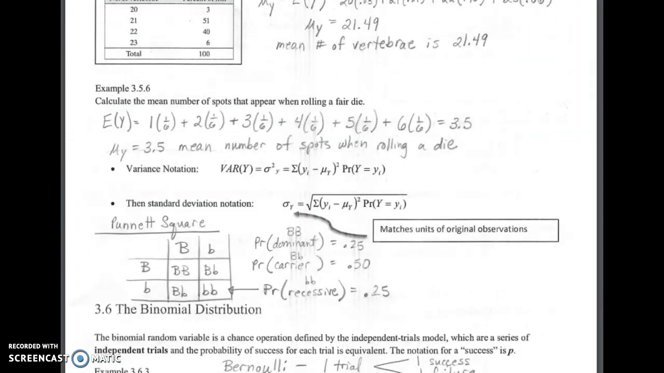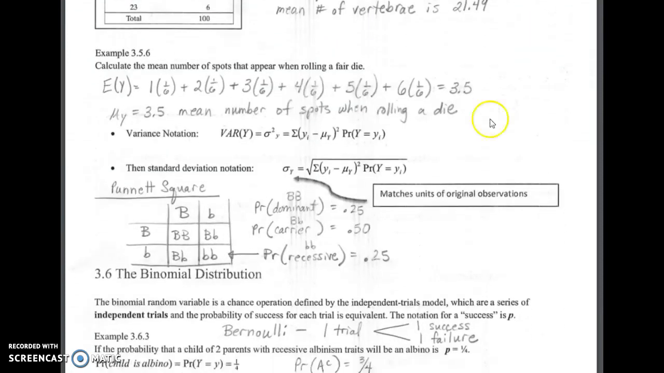We could calculate the mean number of spots on a die when rolling a fair die. The count is 1, there's a 1/6 chance of that. The count is 2, 1/6 chance, and so on. If we take the sum of all the products, we get 3.5. So mu y is 3.5, the mean number of spots when rolling a die.